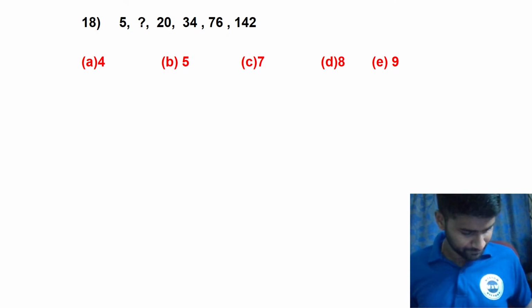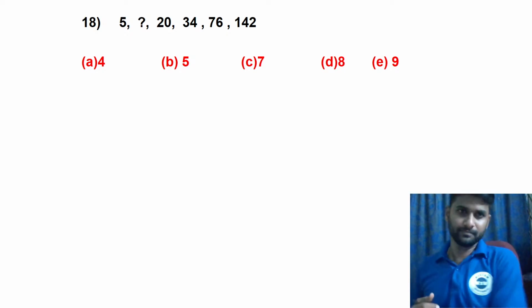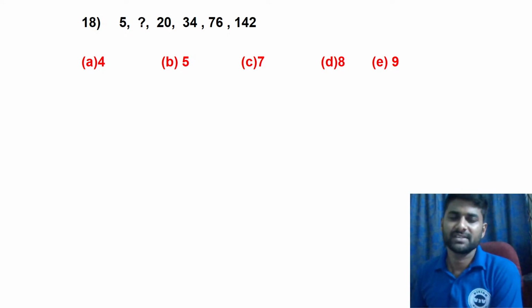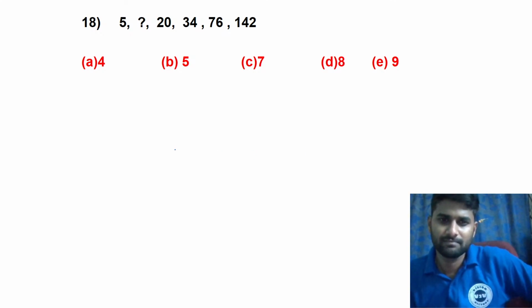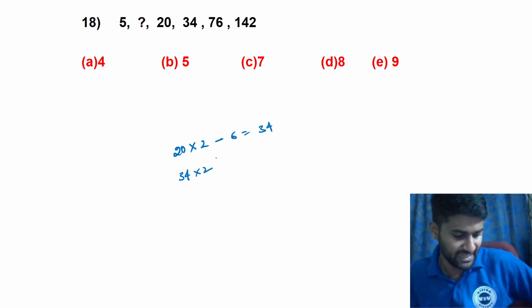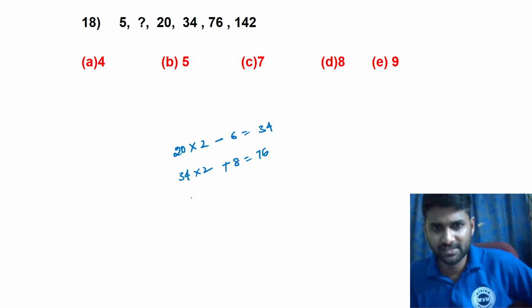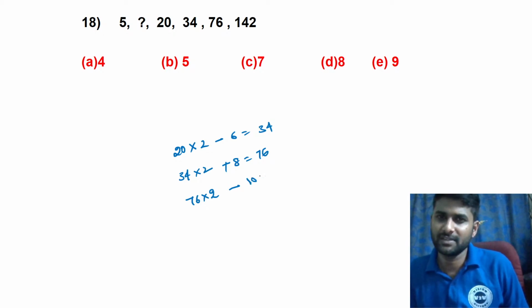Last question. What is the next number? 20, 34, 76, 142. See, 20 is multiplied by 2 times, minus 6 is equal to 34. 34 into 2 is 68, plus 8 is equal to 76. 76 is multiplied by 2 times, again we have to subtract it. 152 minus 10, it becomes 142.